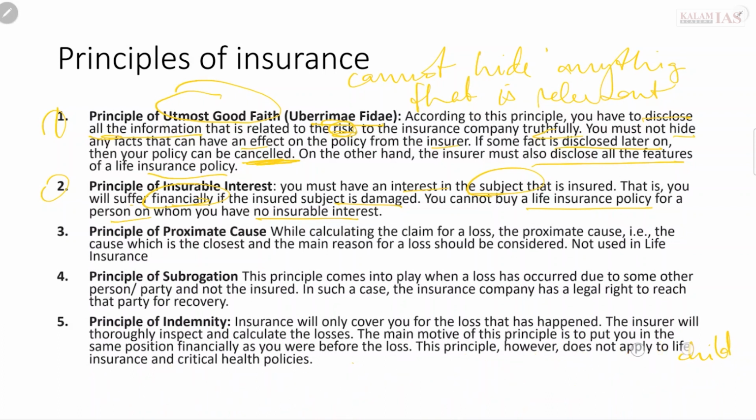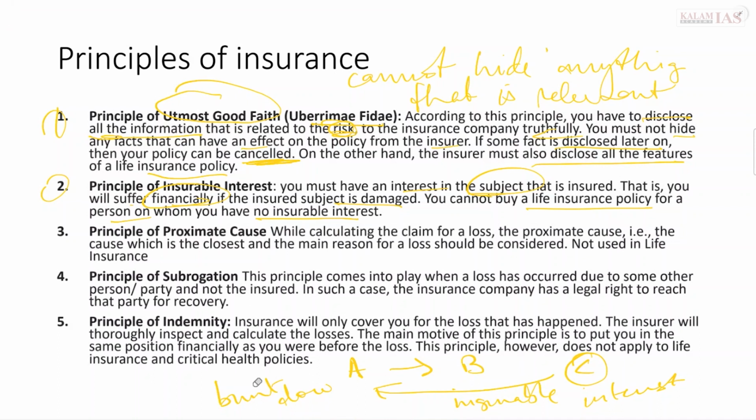Similarly, let us also try to imagine that A has promised to sell B some goods and C has guaranteed A's delivery to B. Now C has an insurable interest, because if the goods of A are burnt down, then C will have to pay the guarantee. So he has the insurable interest and he can take insurance. So you will have to prove a financial suffering or possibility of financial loss for you to have an insurable interest.